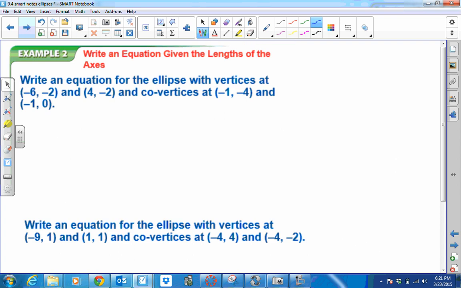Let's look at a problem. Write an equation for the ellipse with vertices at -6, -2, and 4, -2, and co-vertices at -1, -4, and -1, 0. So staying the same and using red to show my major axis, I have a point here at -6, -2. I have another point here at 4, -2. And I have the minor axis here at -1, -4, and -1, 0.